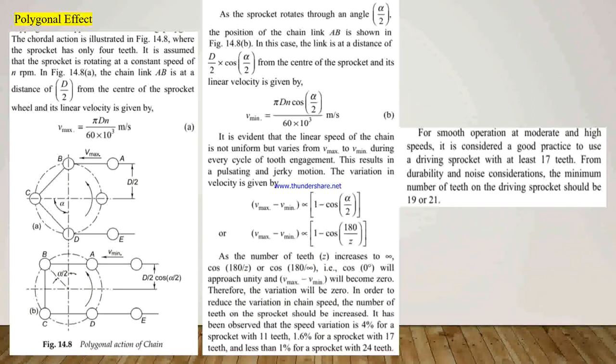Now we see the polygonal effect. In the polygonal effect, a chain passes around the sprocket as a series of chordal links.